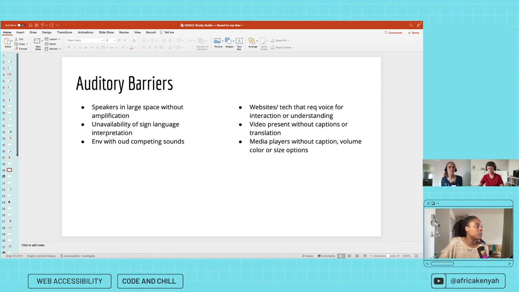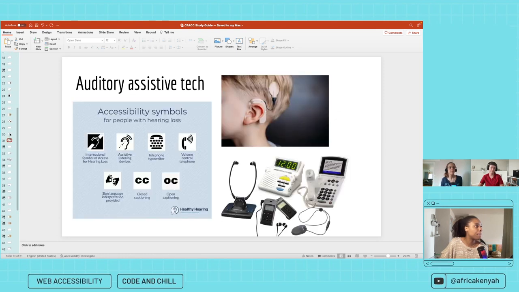All right, so we're gonna skip down to the assistive technology used for them. Here's the auditory assistive technology. I have three pictures up here. One is a picture of a boy wearing a hearing aid. Cochlear implant.